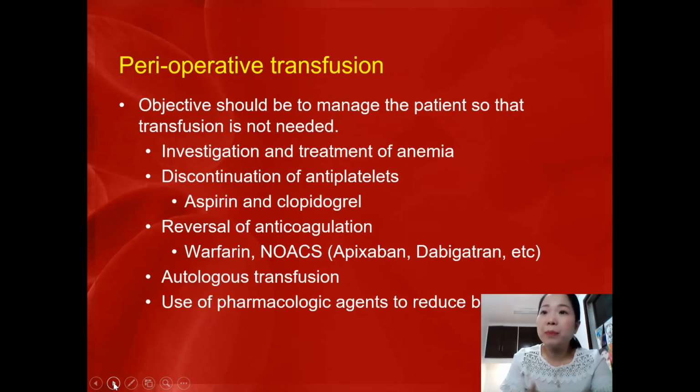Now, what about perioperative transfusion? Remember, the objective of perioperative transfusion is that it's best to investigate and treat the anemia first before subjecting your patient to an elective procedure. So you can defer or prevent additional transfusion in your patient if you are able to investigate the anemia.